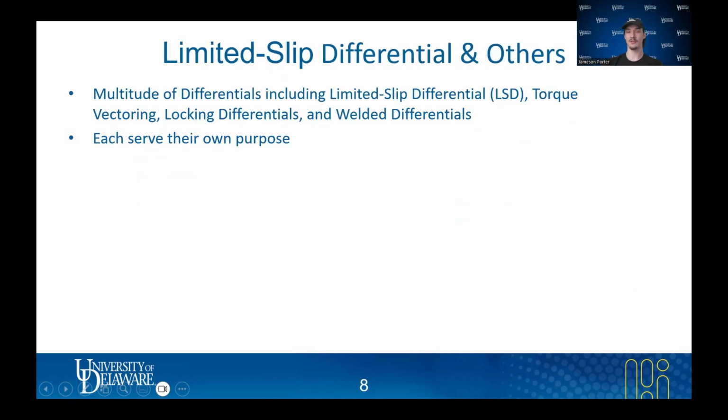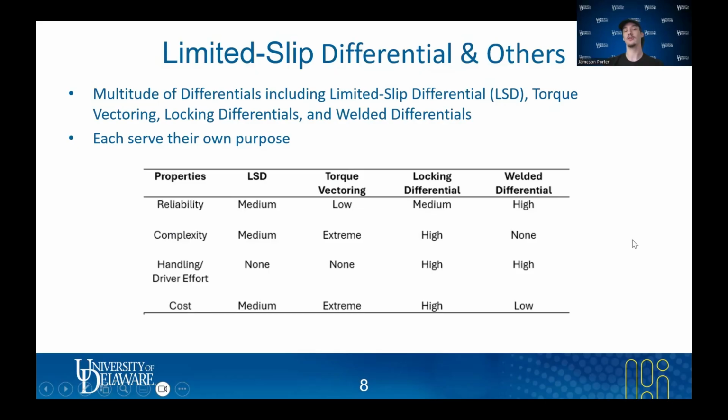So here are some of the other types. There's a ton of different differentials, but here are the main ones. The limited slip differential, and a newer one called torque vectoring differentials. There's locking differentials and welded differentials, and they each serve their own purpose, and they vary mainly on reliability, complexity, handling or driver effort, and the cost of the differential, so the cost of manufacturing.